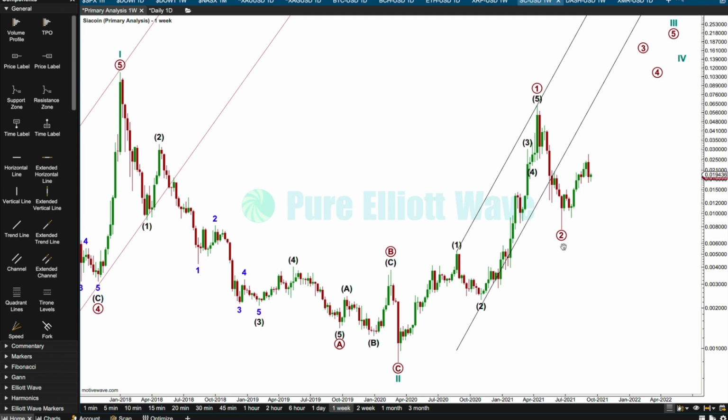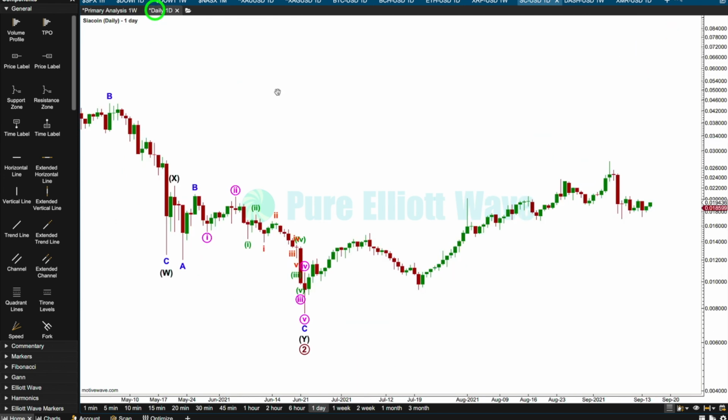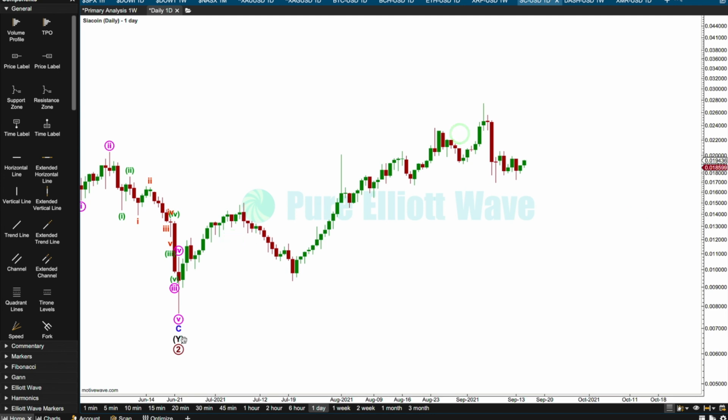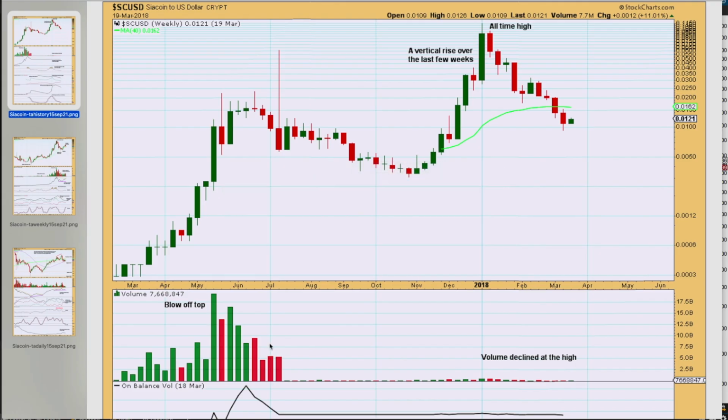I think this one may be ready for a third wave at primary and cycle degree. I'm not going to worry too much about what's happening here right now. I'm just concerned mostly about whether or not primary 2 is over. Let's have a look at some classic analysis real quick.